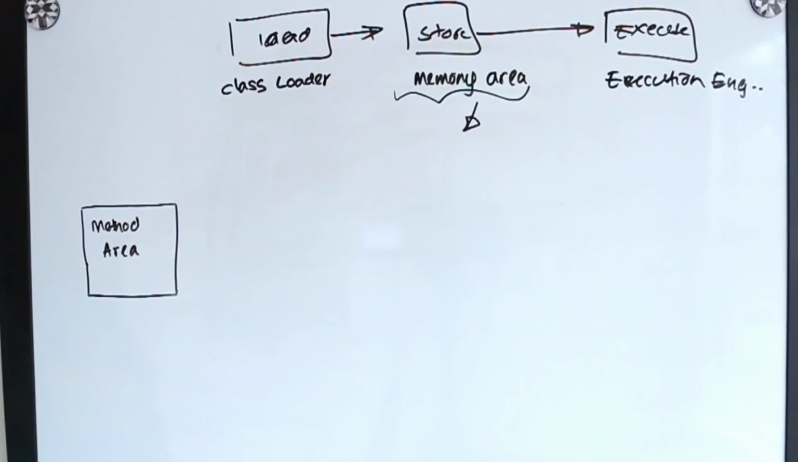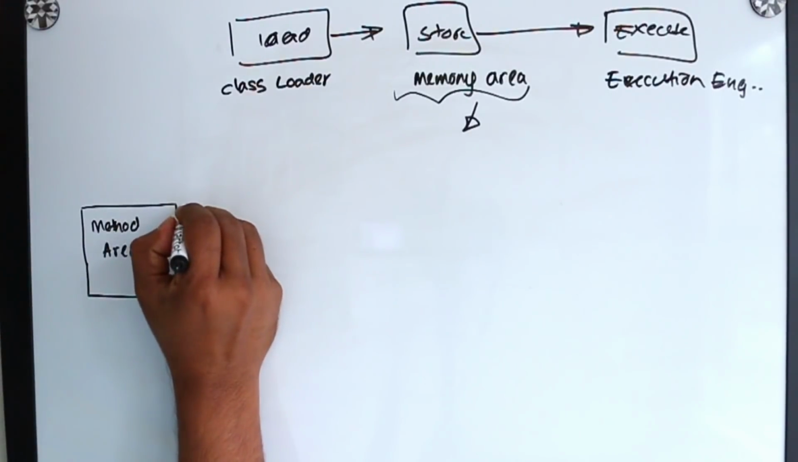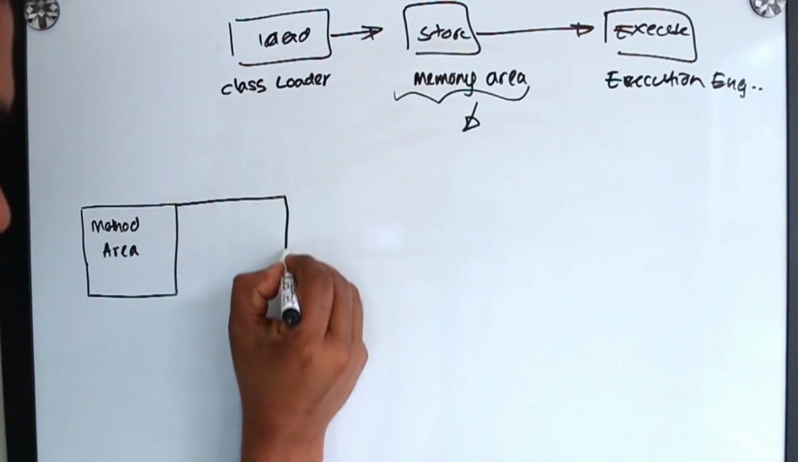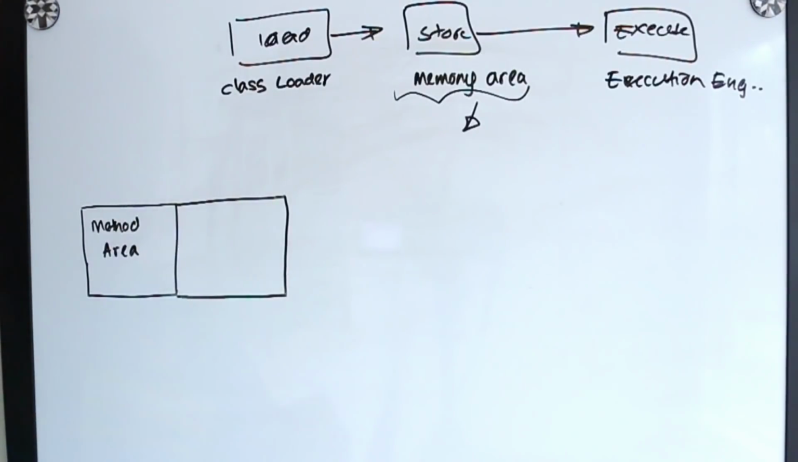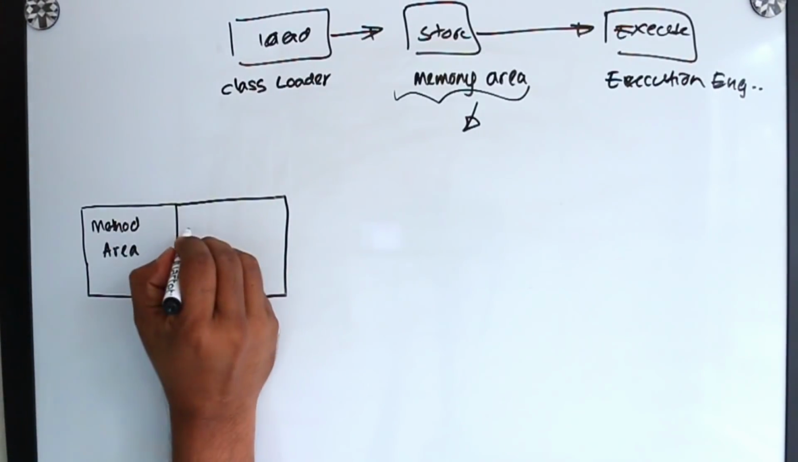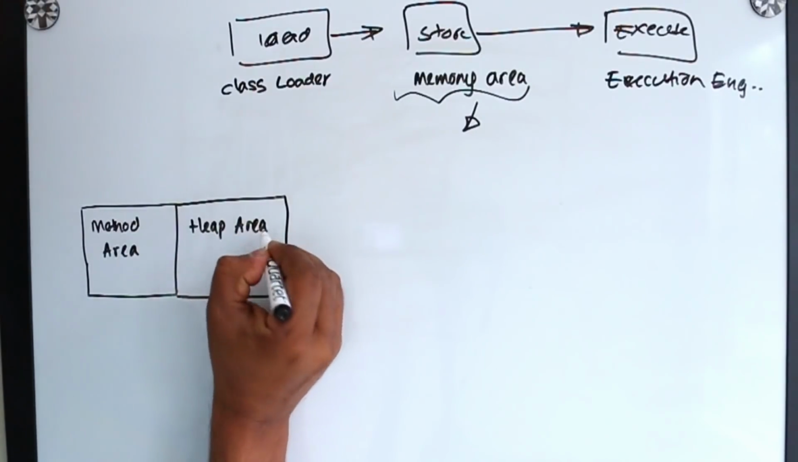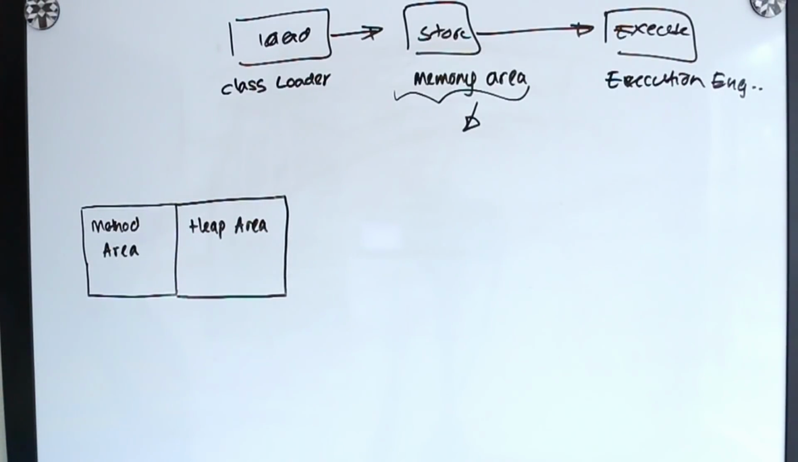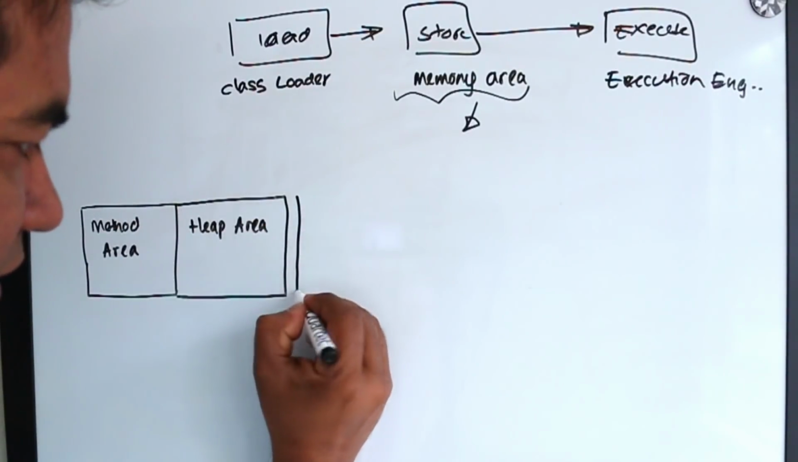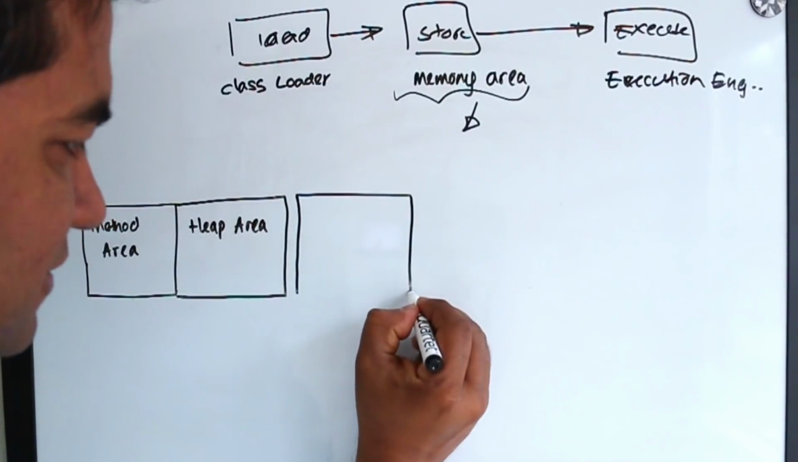Okay, so one is method area. Then the second one is heap area. You may have heard this many times, heap area. And there is another thing called stack.